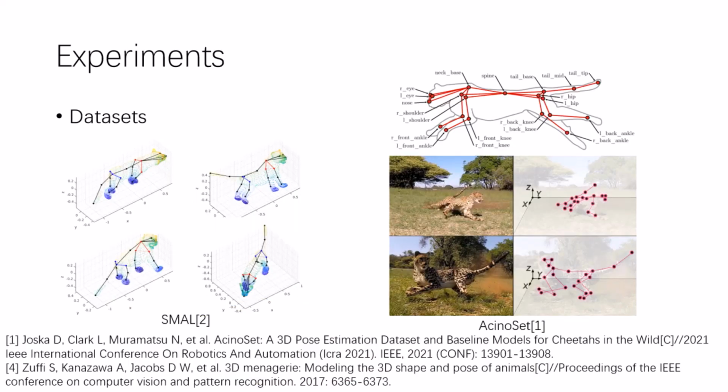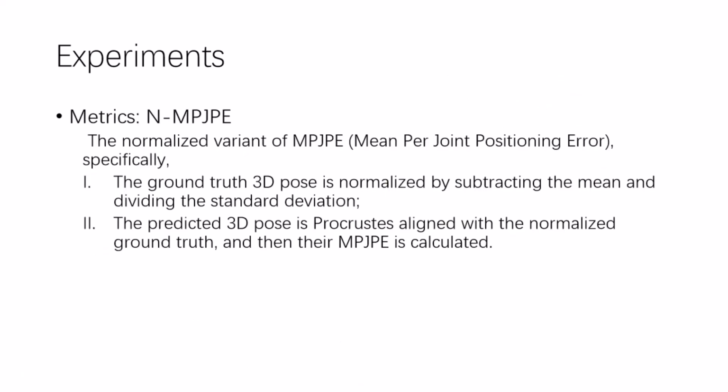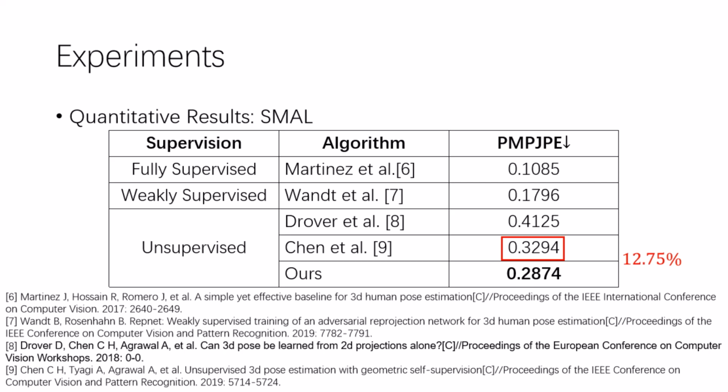To validate the proposed method, we conduct evaluation experiments on the SMAIL and a China set datasets. We use the MPJPE as the metric for evaluation. It can be seen that the proposed method significantly outperforms the unsupervised methods proposed. Specifically, our method outperforms the unsupervised method 9 by about 12.75% on the SMAIL dataset.